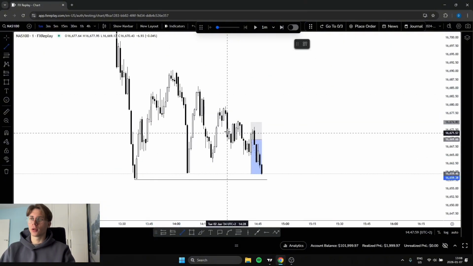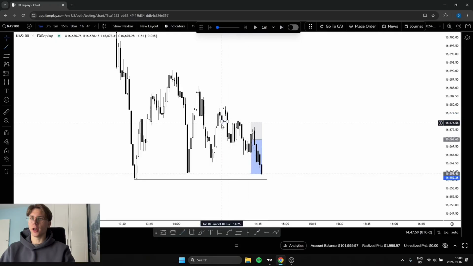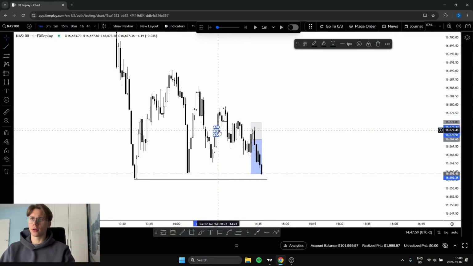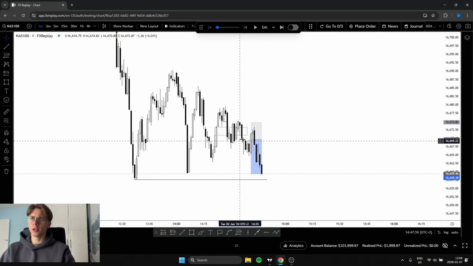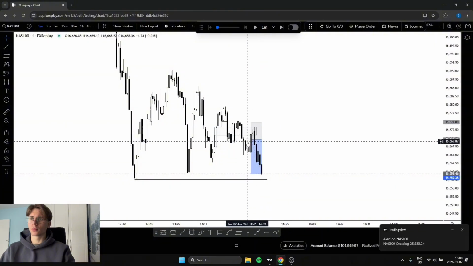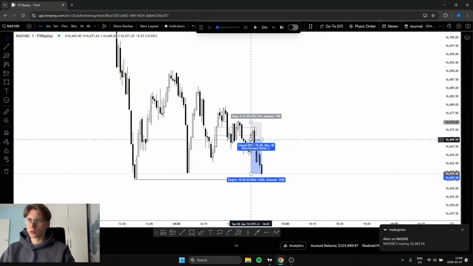A nice 2RR. We have the break, we have the inverse fair value gap. We broke it right here, and you're just waiting for my entry. Technically it would be here, but it didn't tap me in. So, a beautiful 2RR trade.